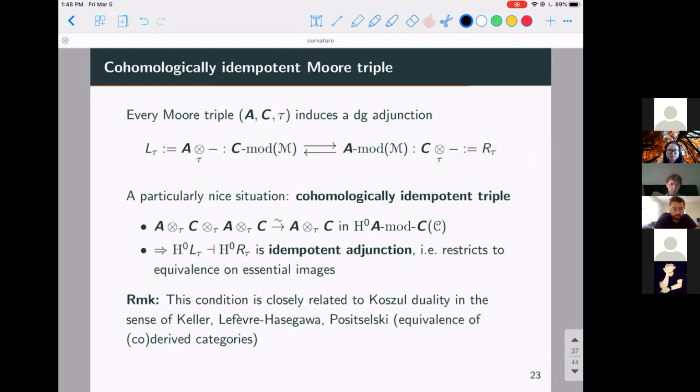Now, there's a really particularly nice situation that happens sometimes and happens for us, which is that this adjunction, when you pass to the cohomology category, is an idempotent adjunction. This means that, well, it's not an equivalence, but any adjunction restricts to an equivalence on some subcategories. And these subcategories are really easy in this case. It's just the essential images of these functors. So if you do this, that's not an equivalence, but if you go 3 times, that's an equivalence. The same the other way around.